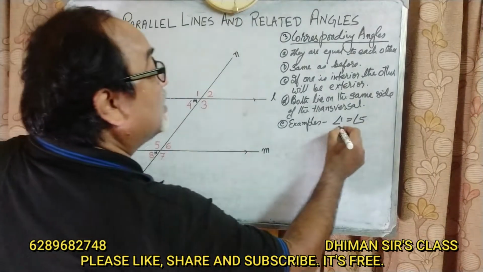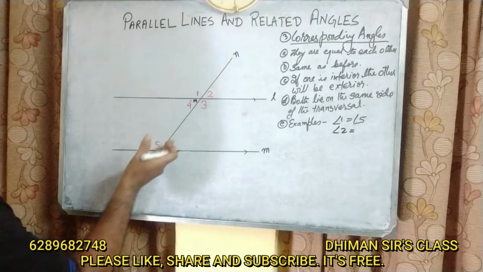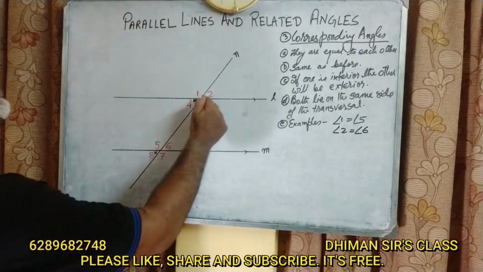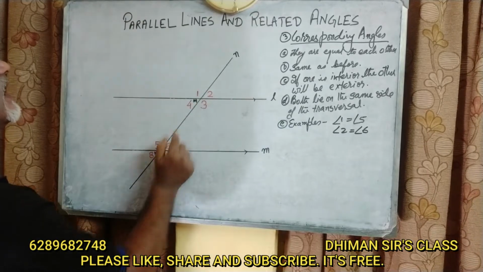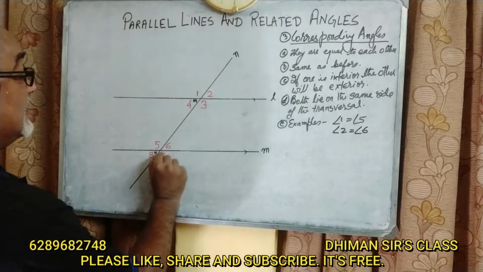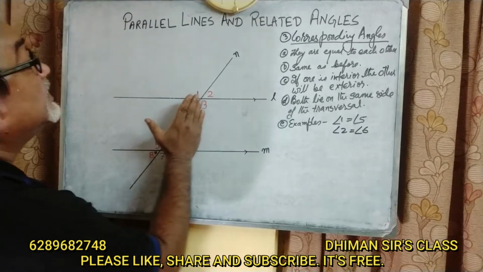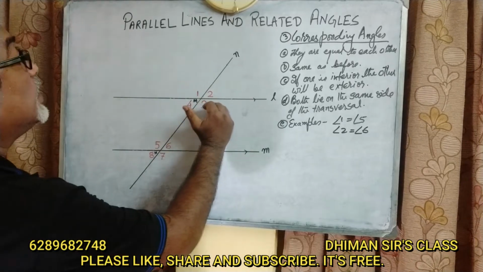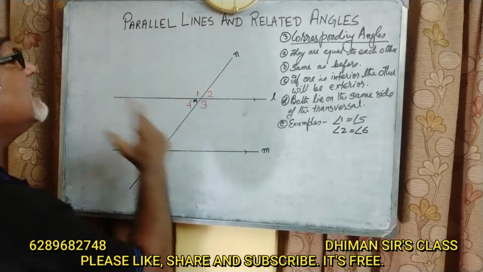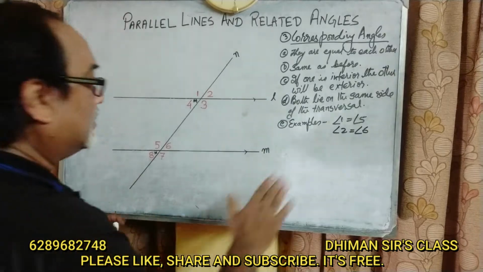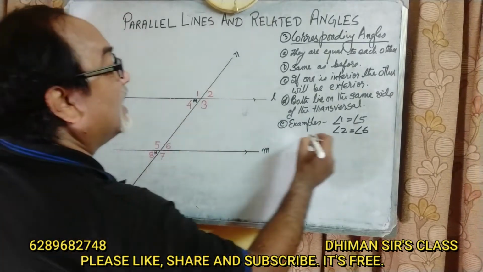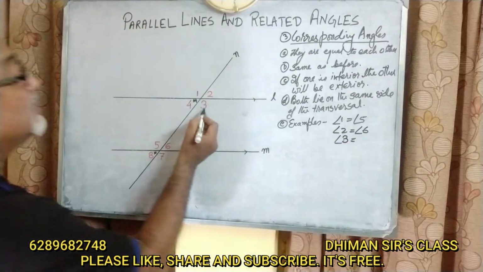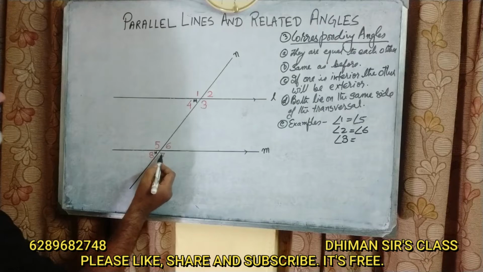Then in that case angle 2 is equal to, it should be angle 6. How, sir? See, 2 is exterior, 6 is interior. 2 contains this line, 6 contains this line. 2 is on this side of the transversal, 6 is on this side of the transversal. 2 exterior, 6 interior. Okay? Accepted. Now, let it be angle 3 is equal to angle 7.